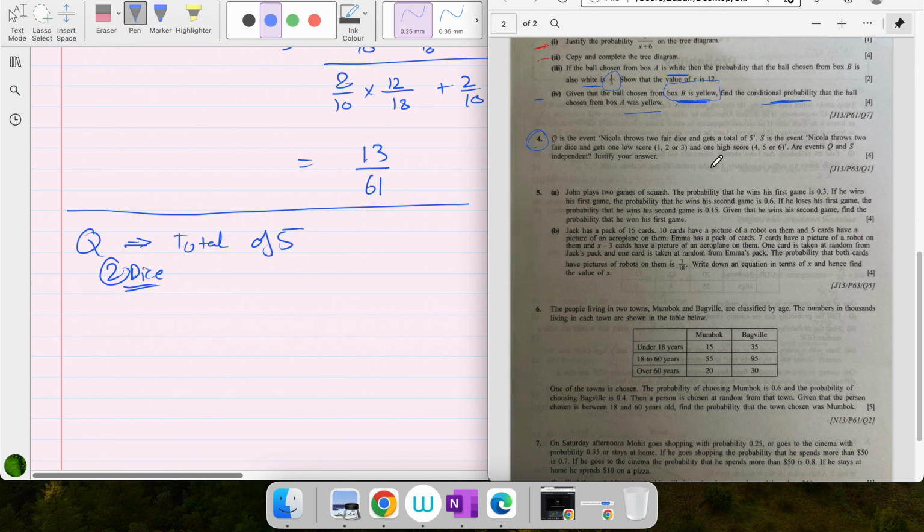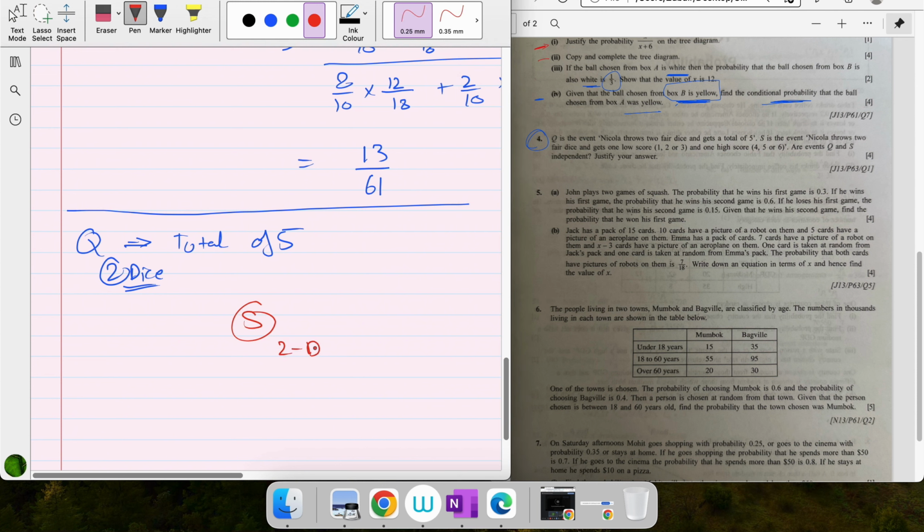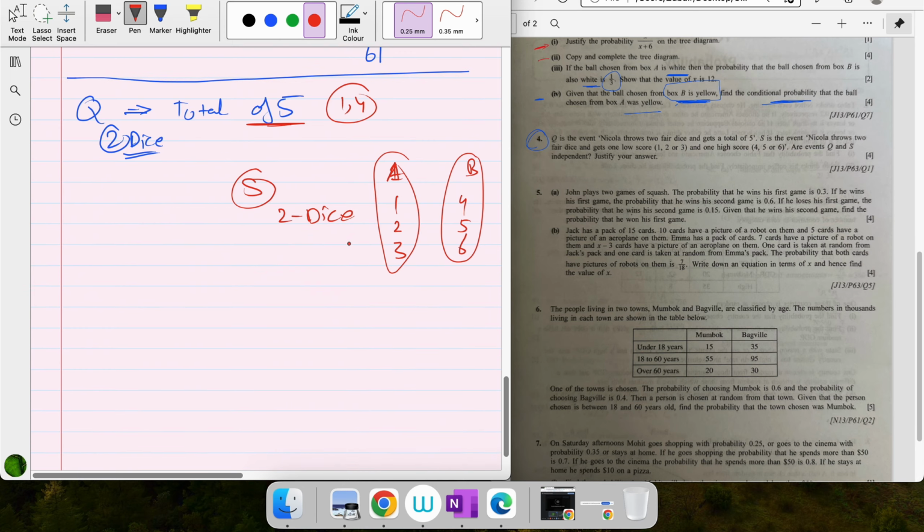S is the event that Nicola throws 2 fair dice and gets 1 low score, 1 2 3, and 1 high score, 4 5 6. So S is an event. Again we are throwing 2 dice and on the first die, or let me say A and B, she gets 1 2 3 and on the other she gets 4 5 6, and vice versa. But on one the score is low, on the other the score is high. So these are the two possibilities. And one example where the total would be 5 is she gets 1 on the first one and 4 on the second one. Now let's do this in detail.